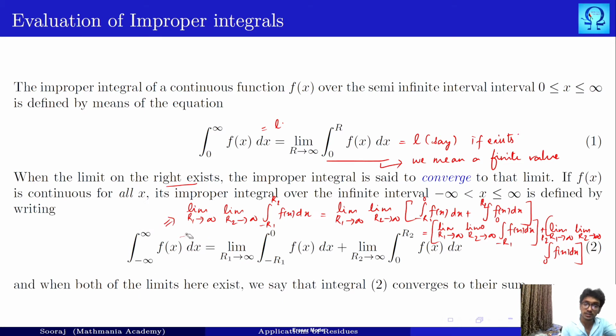Okay, this convergence means what can be the limit of the convergence? Suppose one converges to L1 and the other converges to L2, then your integral from minus infinity to infinity of f(x) dx converges to L1 plus L2. Okay, so this is what is happening here, right?